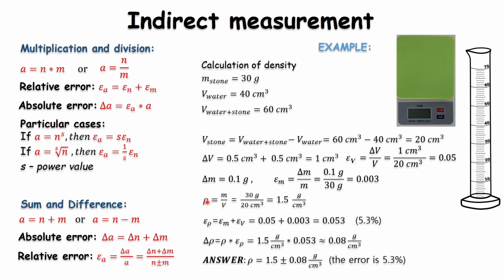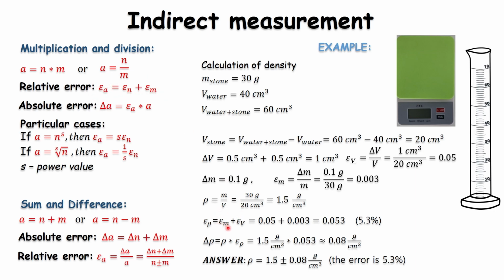Now let's calculate the density of the stones. We simply divide mass by volume. And the answer is 1.5 grams per cubic centimeter. Now we can calculate the relative error for the density using this equation. Since it's a division, where we divide mass by volume, we are going to use this equation to calculate the relative error.